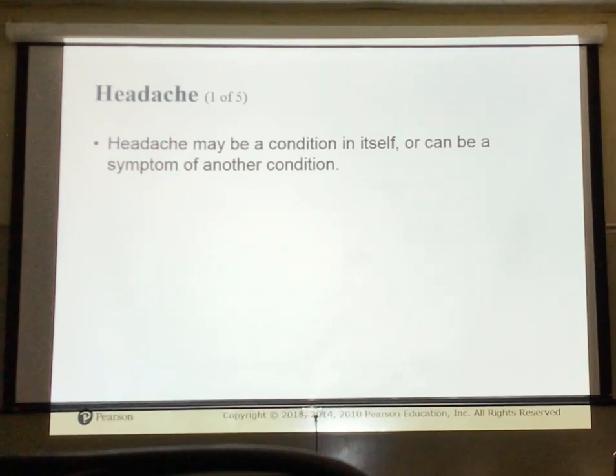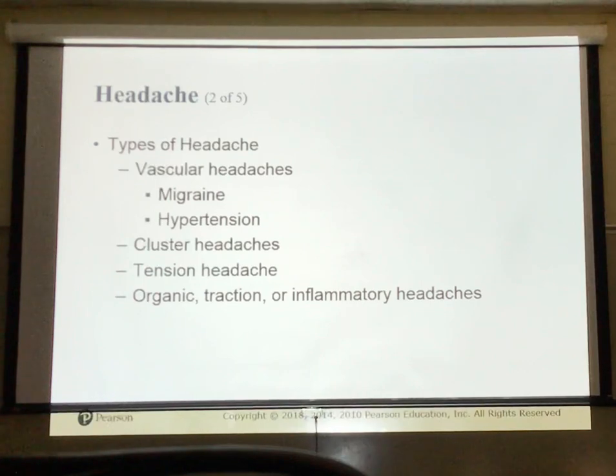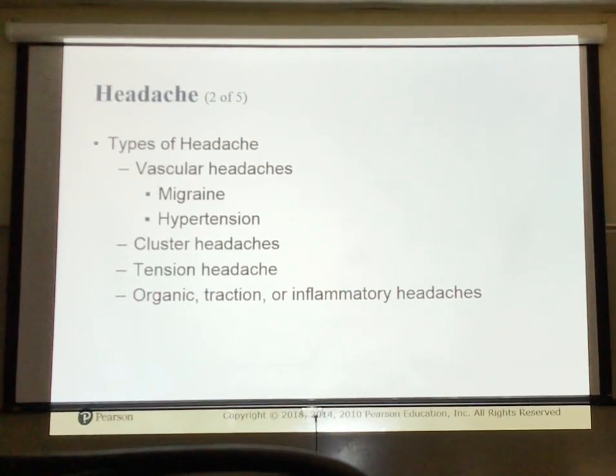Alright. Headache may be a condition in itself, or it can be a symptom of another condition. Vascular headaches occur because of the dilation or distension of vessels or inflammation within the cranium. Migraine headaches are thought to be caused by spasms of the vessels, followed by vasodilation and a change in the chemicals that transmit nervous impulses in the brain.